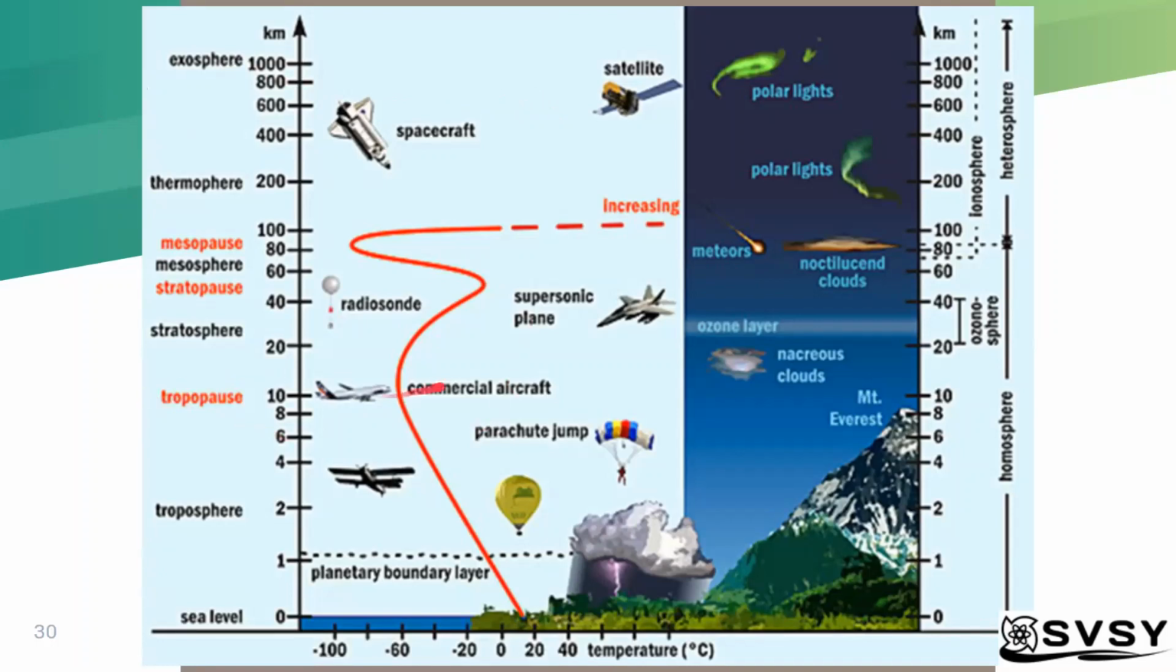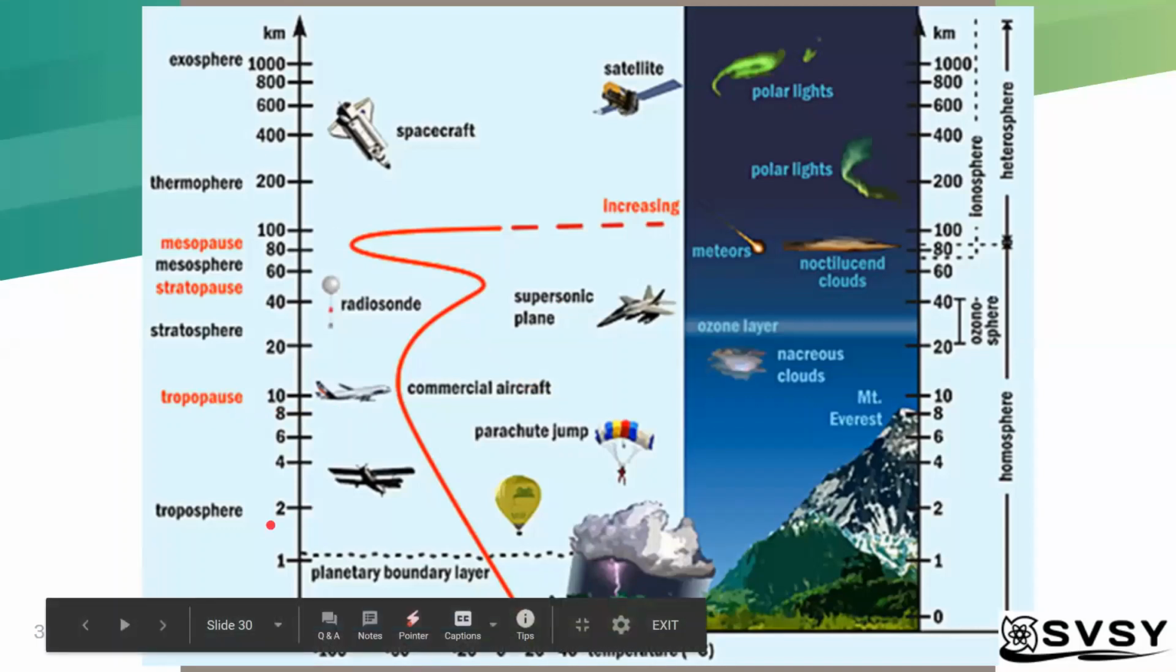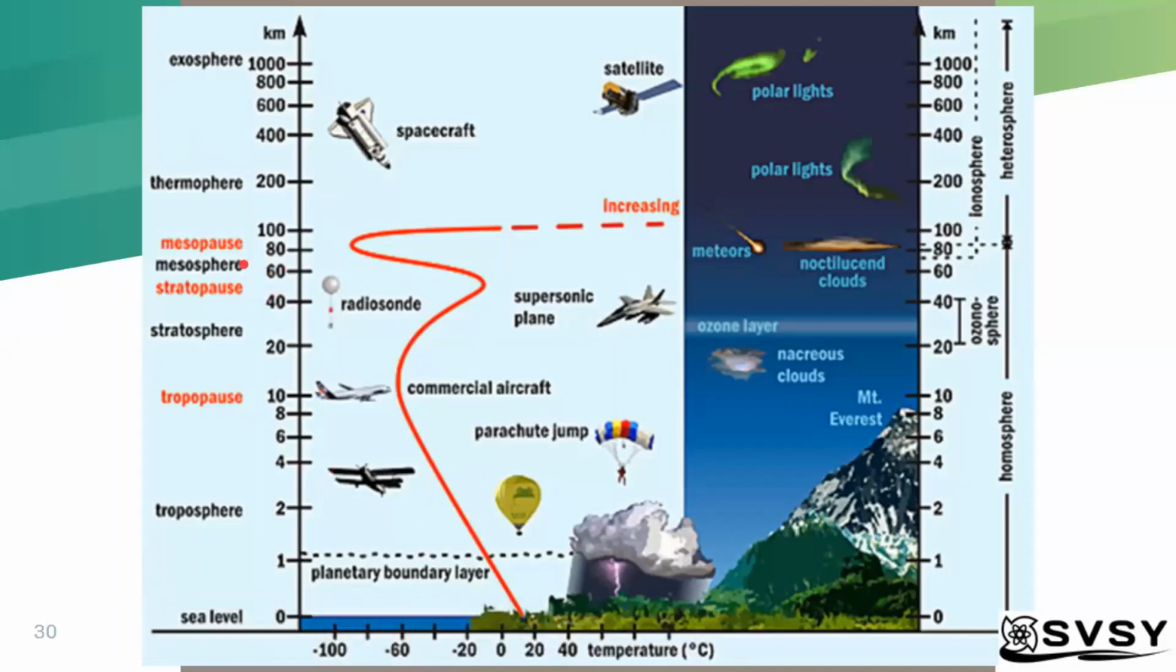And these pauses indicate when one layer ends and one layer begins. So the tropopause comes after the troposphere. The stratopause is after the stratosphere. The mesopause is after the mesosphere. And there's no thermopause because the temperature doesn't switch back into decreasing with altitude.